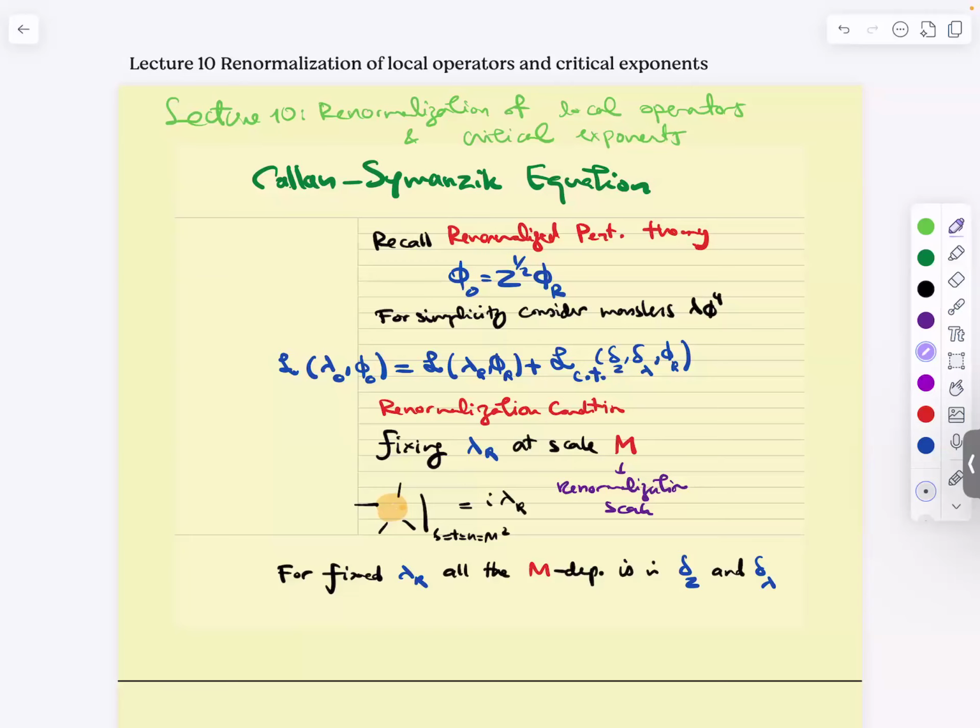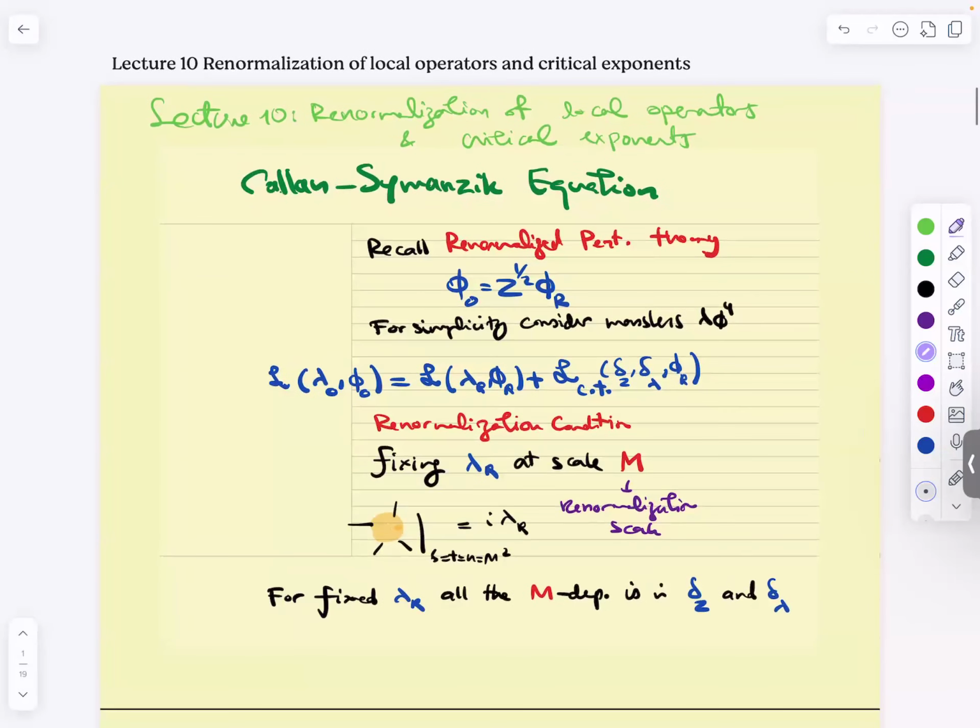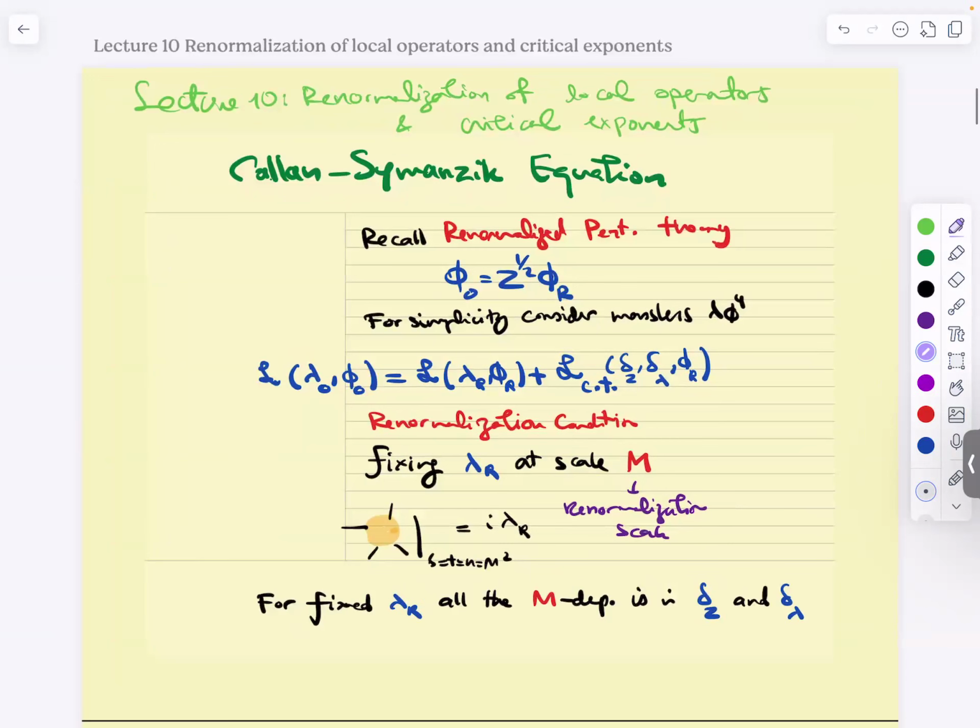All right. So today we're going to be talking about renormalization of local operators and critical exponents. I think actually I'll probably focus more on solving the Callan-Symanzik equation, but we'll see. So what did we discuss last time? We talked about the Callan-Symanzik equation.